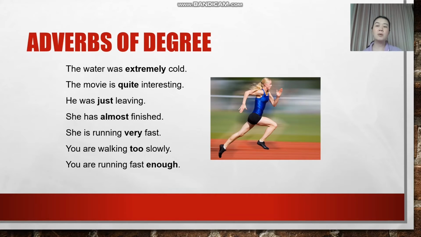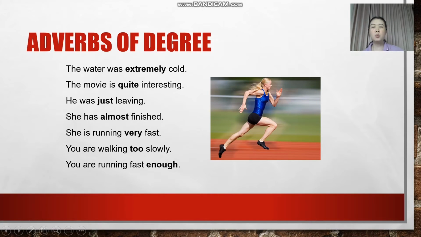Okay. What about which sentence has the adverb of degree to modify the adjective? Well, what about the first sentence? The word cold in the first sentence, that is the adjective, right? And we use the word extremely to tell to what extent, about the degree, okay? That is, we use the word extremely to modify the adjective. And also in the second sentence, the movie is quite interesting. The word interesting is the adjective, and we use the word quite to modify that adjective.